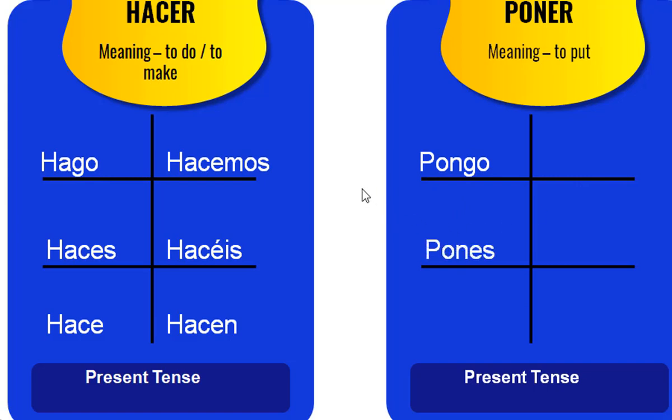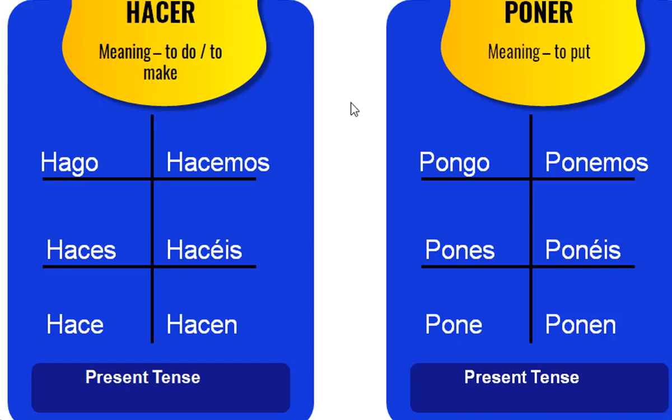Pones, you put, you put on. Pone, he puts, she puts, you put. Ponemos, we put. Ponéis, you all put. Ponen, they put or you all put.